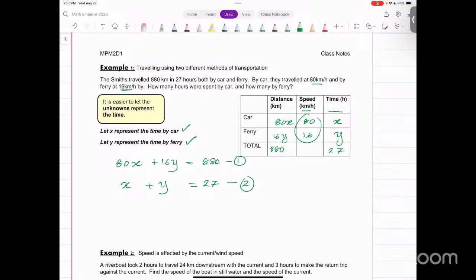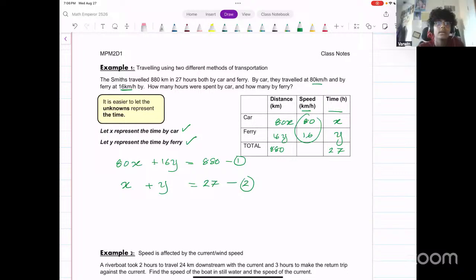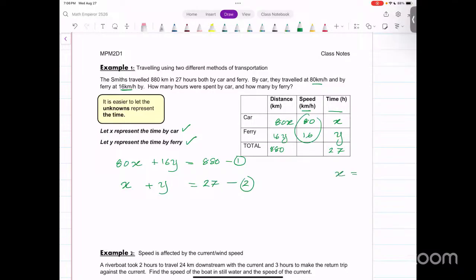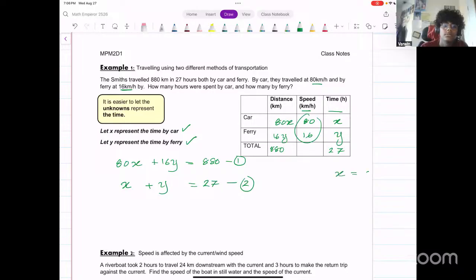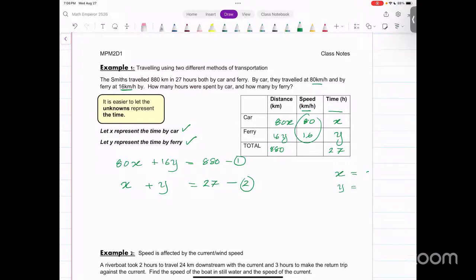While you're doing it, does anyone have an answer? Barwin, what did you get for x and y? Y equals 20, x equals 7. Y is equal to 20, x is equal to 7.